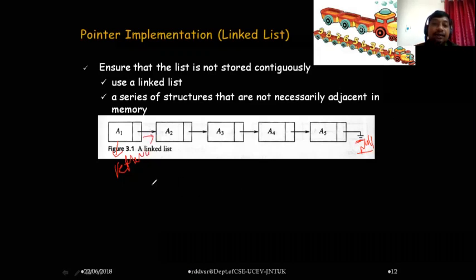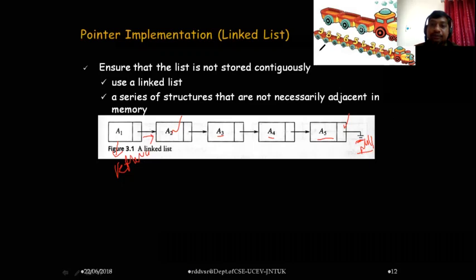So if you want to print all these elements, all that you need to know is this base address, the starting element address. Print the starting element, then follow this link, print the next element, follow this link, print the next element. Continue like that until you encounter the last node.